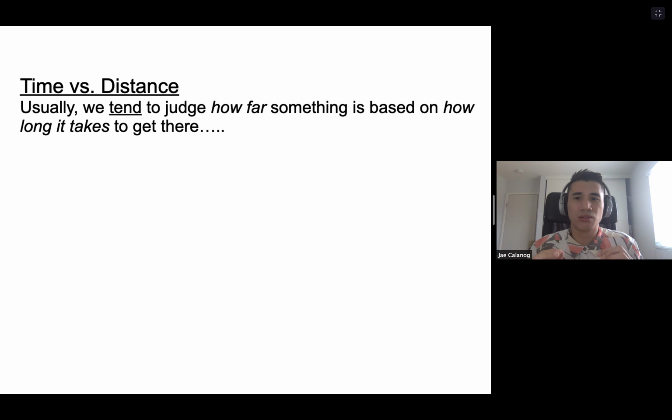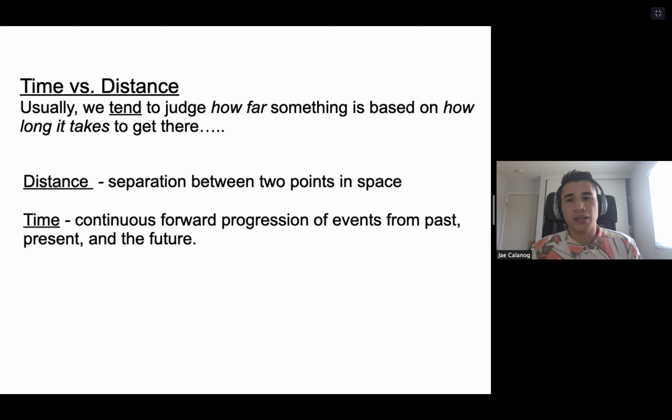And so we tend to judge how far something is based on how long it takes to get there. But if you think about the question, right, it's asking how far something is. So it's technically improper to give a response with units of time, when in reality, you should be giving a response in units of space, a distance, right?